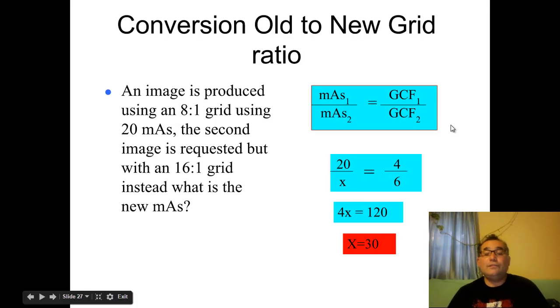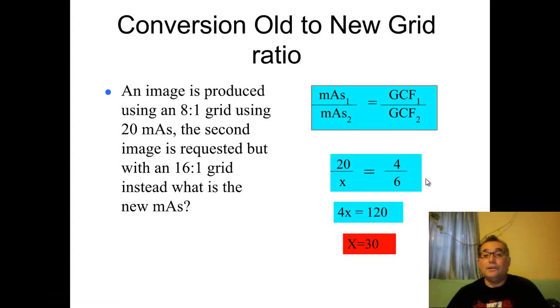So for example, in this case, an image is produced using an 8-to-1 grid. Right? An 8-to-1 grid has a grid conversion factor of 4. So that goes here. And initially we're using that grid at 20 mAs. That is our first mAs. What would the second image require in terms of mAs if we now are requested to use a 16-to-1 grid? So X goes here for what our new mAs would be, and our grid conversion factor for the second grid, that being the 16-to-1, is now 6.